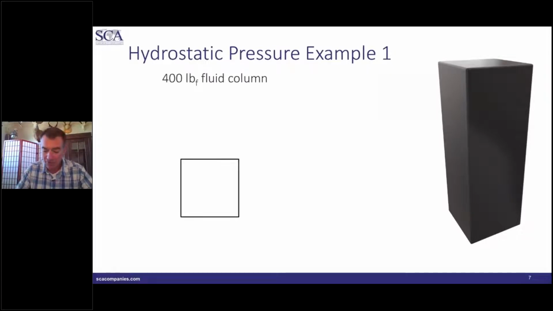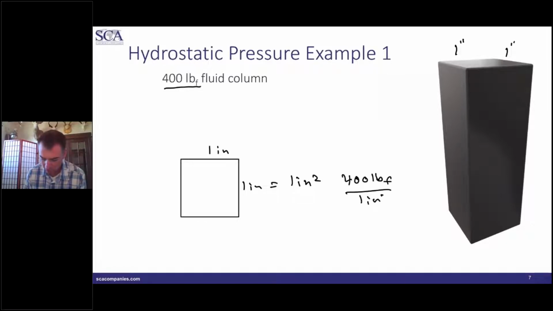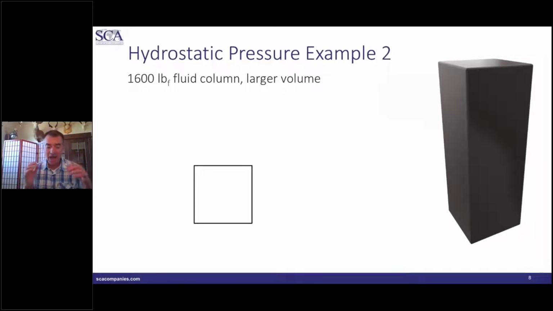So if I have a column of fluid, and we're looking at it and it's just a square column of fluid like I have here in the picture. And just to keep it simple, if it's 1 inch by 1 inch on each side, and that column of fluid weighs 400 pounds, and I have 1 inch by 1 inch, that equals 1 inch squared, I end up with 400 PSI, 400 pounds force per 1 inch squared. Okay, still pretty basic.